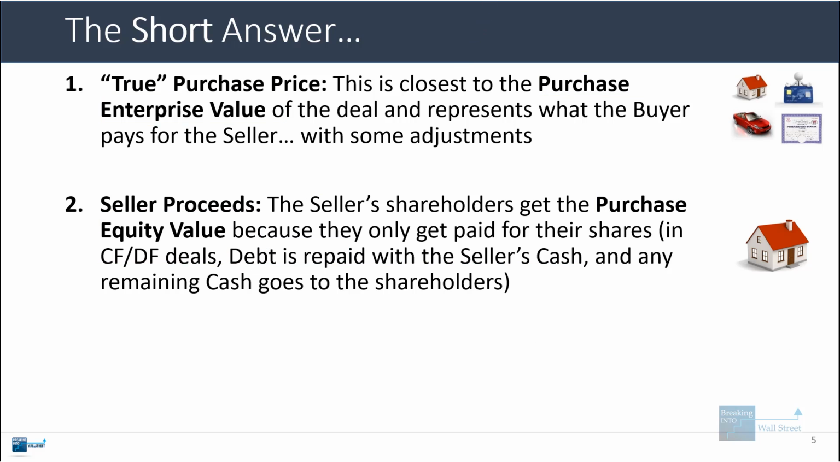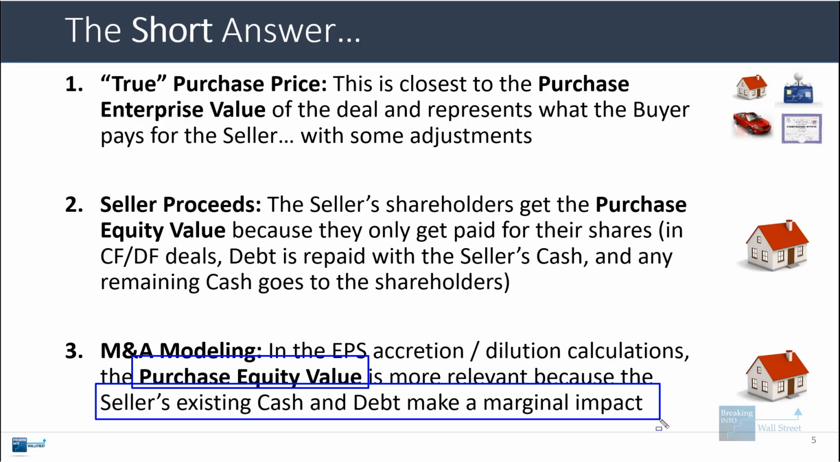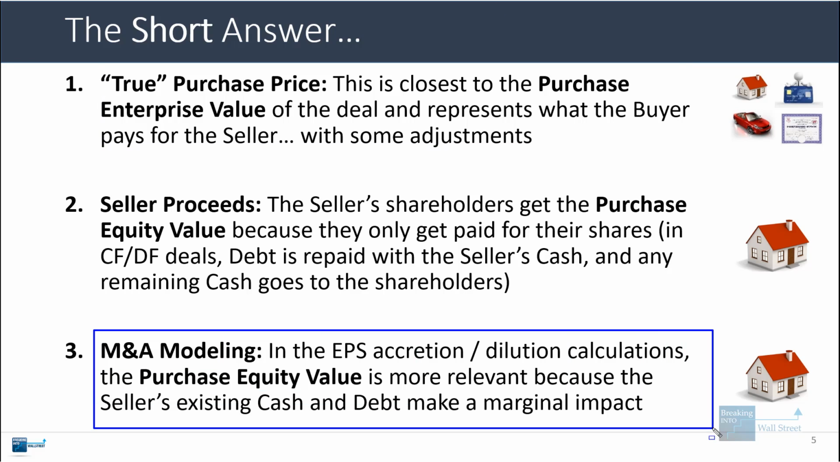Where it gets tricky is that from an M&A modeling perspective, if you're calculating EPS accretion dilution, for example, the purchase equity value is actually more relevant than the purchase enterprise value in many cases because the seller's existing cash and debt make a very marginal impact, if any impact at all, on the overall model. And I think this is where the confusion comes from. Yes, the purchase enterprise value is the true price, but from a modeling perspective, it's not necessarily the most important thing.